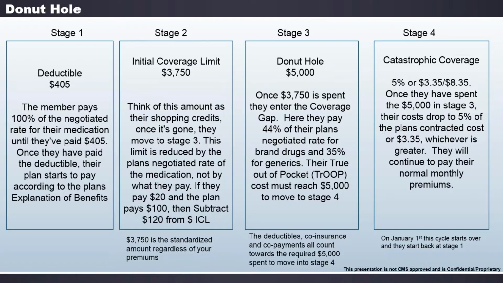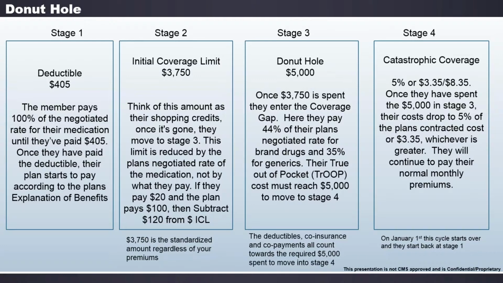So here, they would pay 44% of their plan's negotiated rates for the brand drugs, and 35% for the generics. Their true out-of-pocket costs would have to reach that $5,000 in order to move to the catastrophic stage. As I said, this is where, if you find somebody who has a lot of medications or really pricey medications, they're going to fall into. Somebody who only takes a couple medications that are lower cost probably isn't going to fall into this.